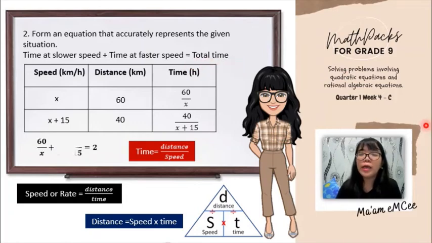That is why our equation or working equation will be 60 over x plus 40 over x plus 15 equals 2. Again, 60 over x is our time at slower speed, and then our 40 over x plus 15 is our time at faster speed. And if we add them, we will get our total time, which is equal to 2 or 2 hours. So this is now our working equation.